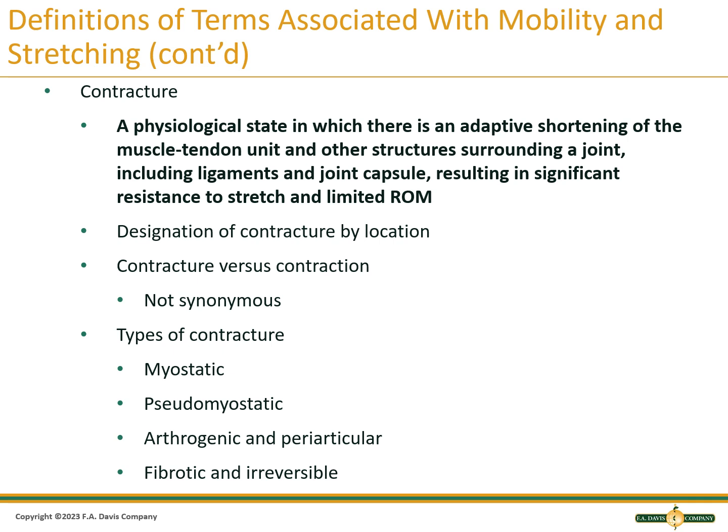A common cause of hypomobility and an important term to understand and learn is contracture. So contractures are a physiological state in which there is adaptive shortening of the muscle tendon unit and other structures surrounding a joint, including the ligaments and joint capsule, resulting in significant resistance to stretch and limited range of motion. We designate the contractures based on where they are. So if somebody has restricted elbow extension because of a contracture in their elbow flexors, we would call that an elbow flexor contracture.